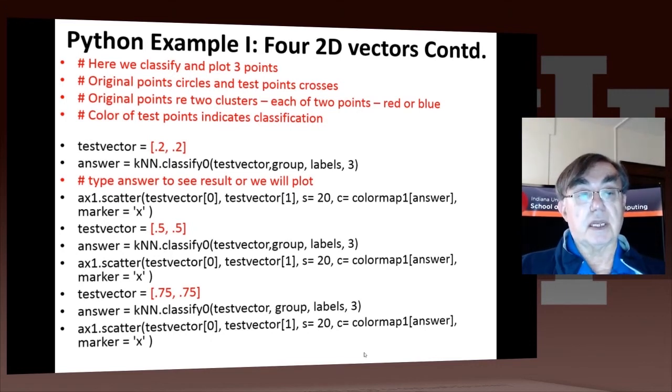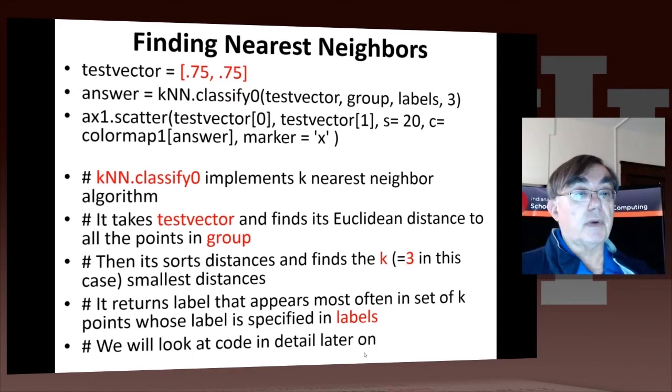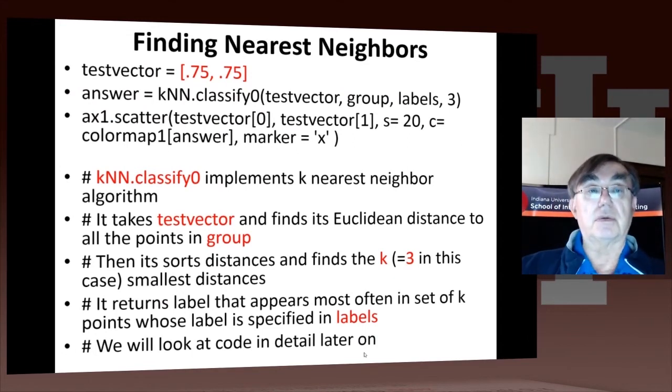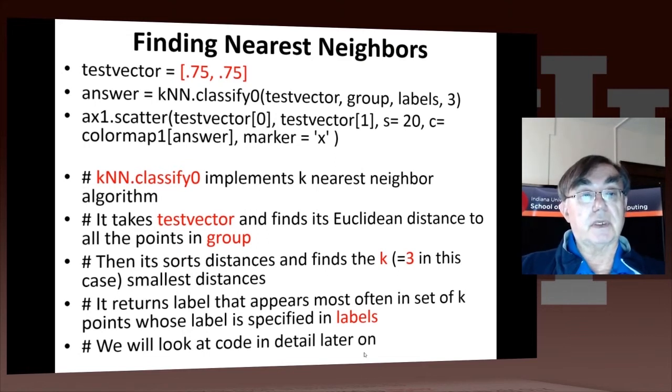And you just run that algorithm for these 3 test vectors. You get an answer, and then here we actually plot the answer with scatter, Matplotlib functions. And if we look at any one of those, this particular slide goes through in a little more detail on any one of those set of 3 points. And here we just did the last one, 0.75, 0.75, where test vector is set to the vector we want to classify. Answer is the result of the k nearest neighbor algorithm.